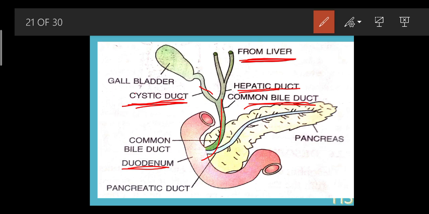The other one is from the pancreas. Where is the pancreas located? The pancreas is located behind the stomach. This is the pancreatic duct, which carries these juices and secretes them into the duodenum.